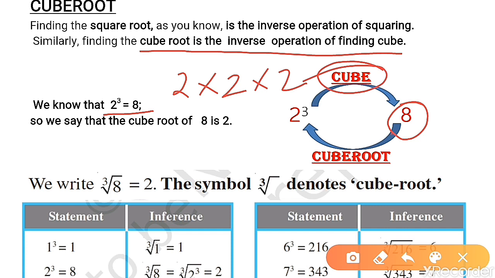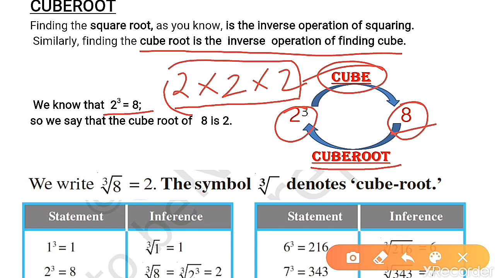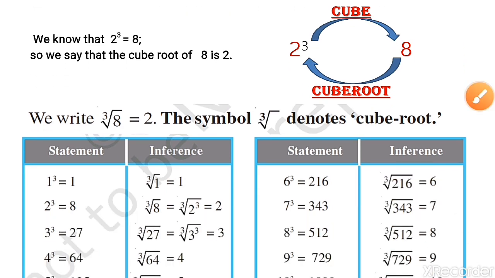Now if you are given the number 8 and you want to find its cube root, you will get 2. How? You have to group the factors. If you get a group of 3, here we have got 2 as the group of 3, so 2 is the cube root of this particular number, that is 8. So we can say that the cube root of 8 is 2.